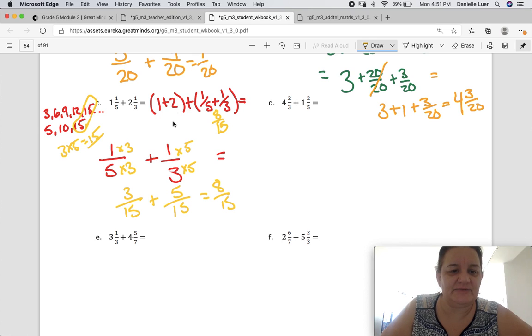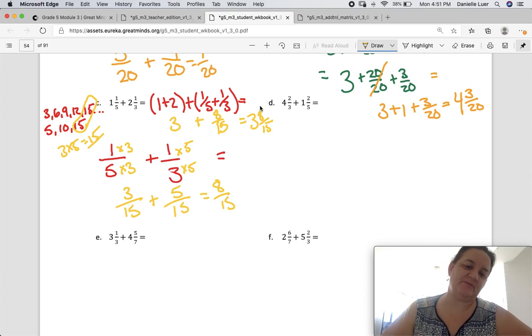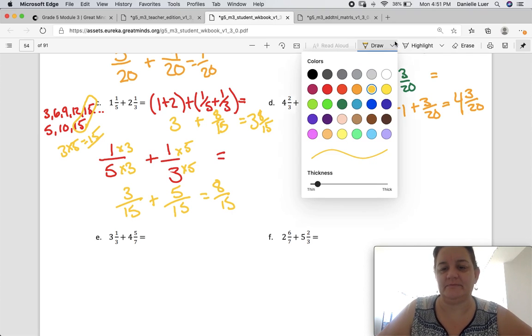But this is 2 plus 1 is 3, so my actual answer is 3 and 8/15. Now I cannot simplify 8/15 anymore because I can't divide them both by the same number. Okay. D.